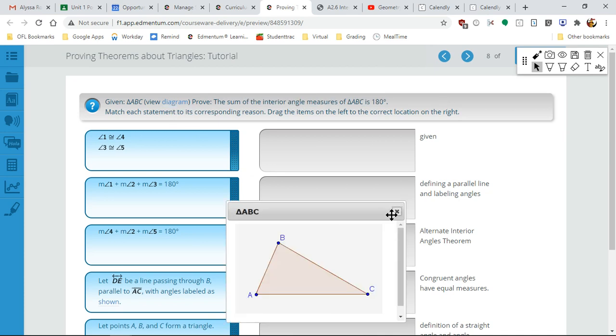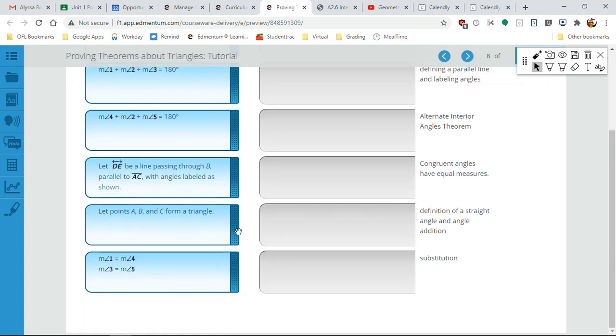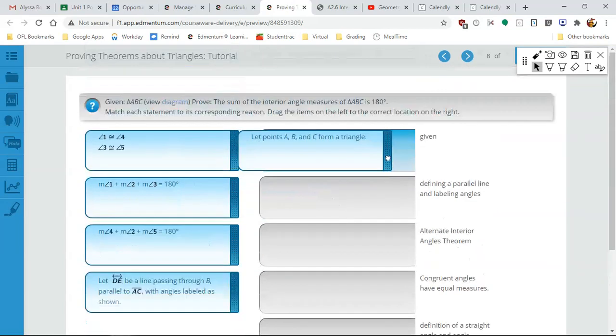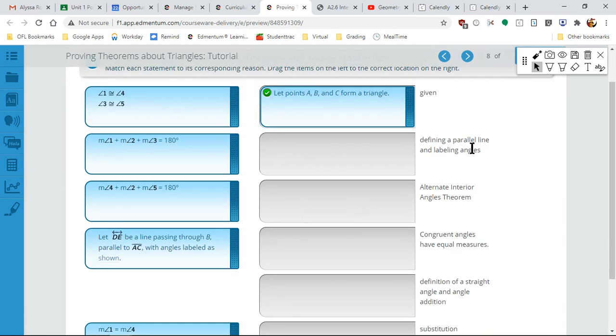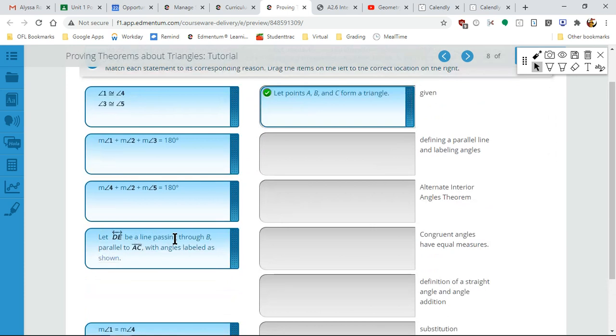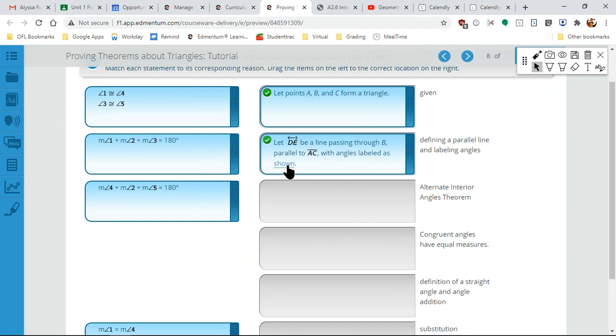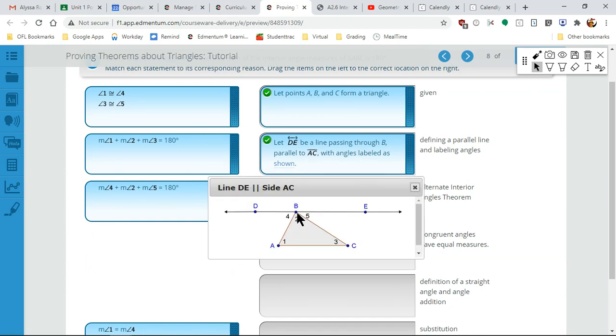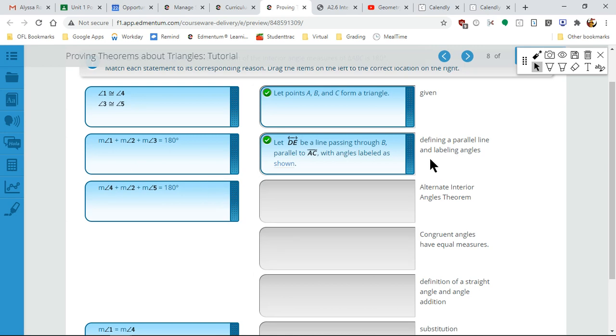Okay, so we're given that it's a triangle. What are we given? ABC makes a triangle. Next is defining a parallel line and labeling angles. So we're going to construct a parallel line. Why are we allowed to do that? Because of the definition of a parallel line. So we're going to say, let DE passing through B be parallel to this. If you need to see that, that's this. We're able to do that just by defining and labeling angles.